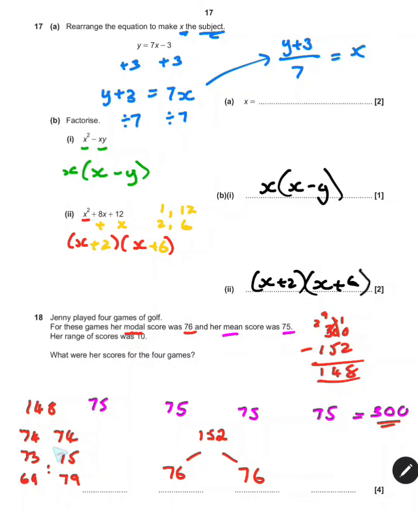Why have I kept going? Because any of these sets of numbers, except for the 74 and 74, would have solved this problem. But I'm looking at the final part of the question, which says the range is 10. And range is the difference between the biggest and the smallest. And here, the difference between 69 and 79 is 10. So they must be my actual final numbers.